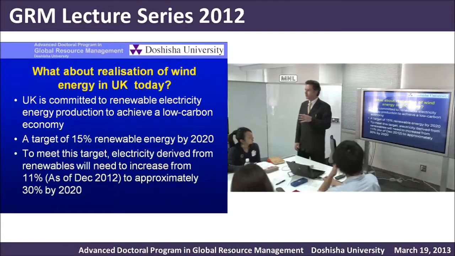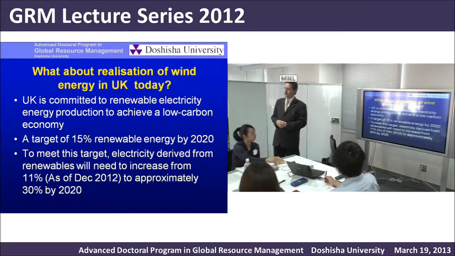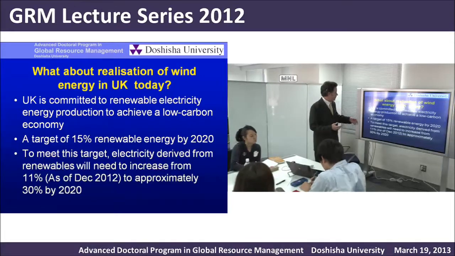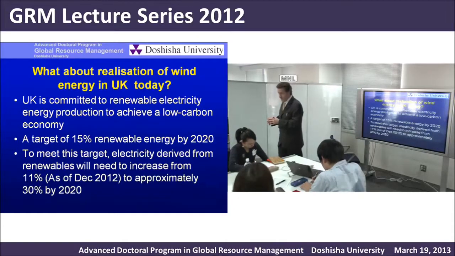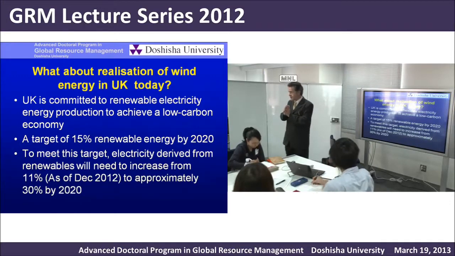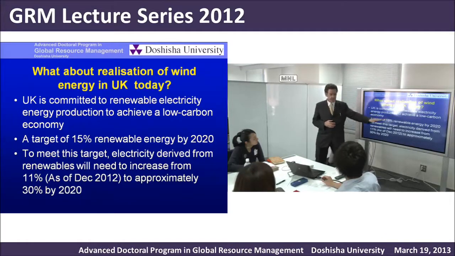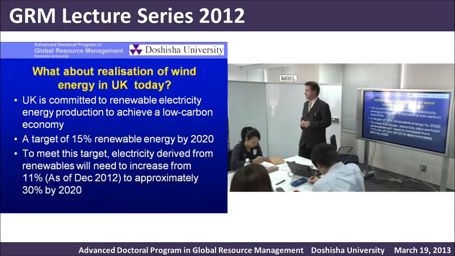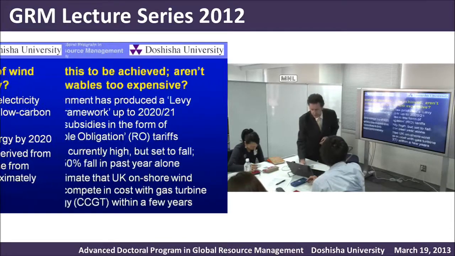So what about realisation of wind energy in the UK today? Okay, the government's signed up to the protocols. The UK, as part of the European Union, is committed to produce. We've got a target for 2020, 15% renewable energy by 2020. Very ambitious. Very difficult to achieve this in heating and transport sectors. More easily achievable in electricity. So to meet 15% overall for energy in the economy, we need to get 30% from renewables by 2020 in electricity, which is very, very demanding, but achievable.